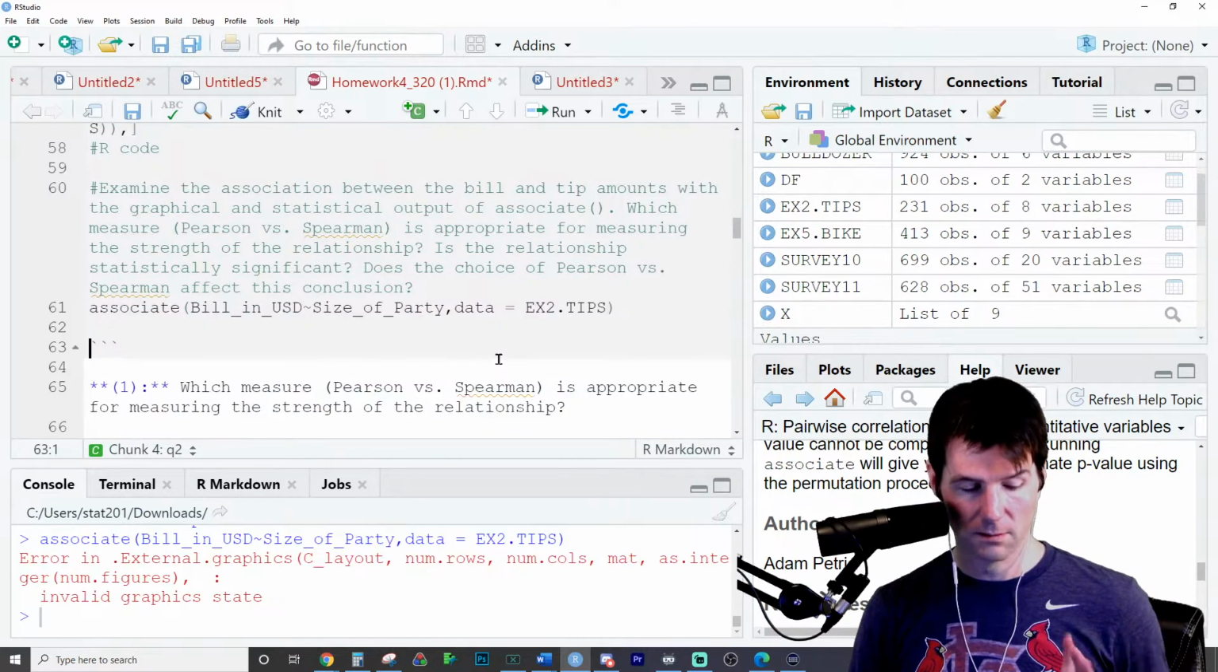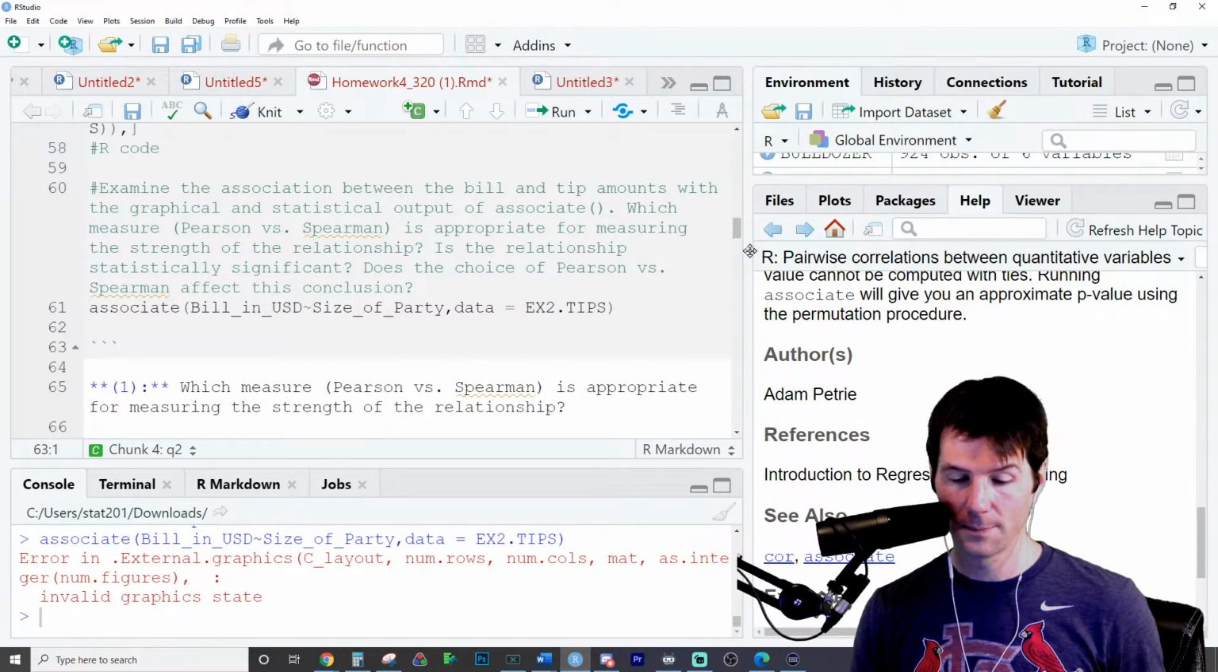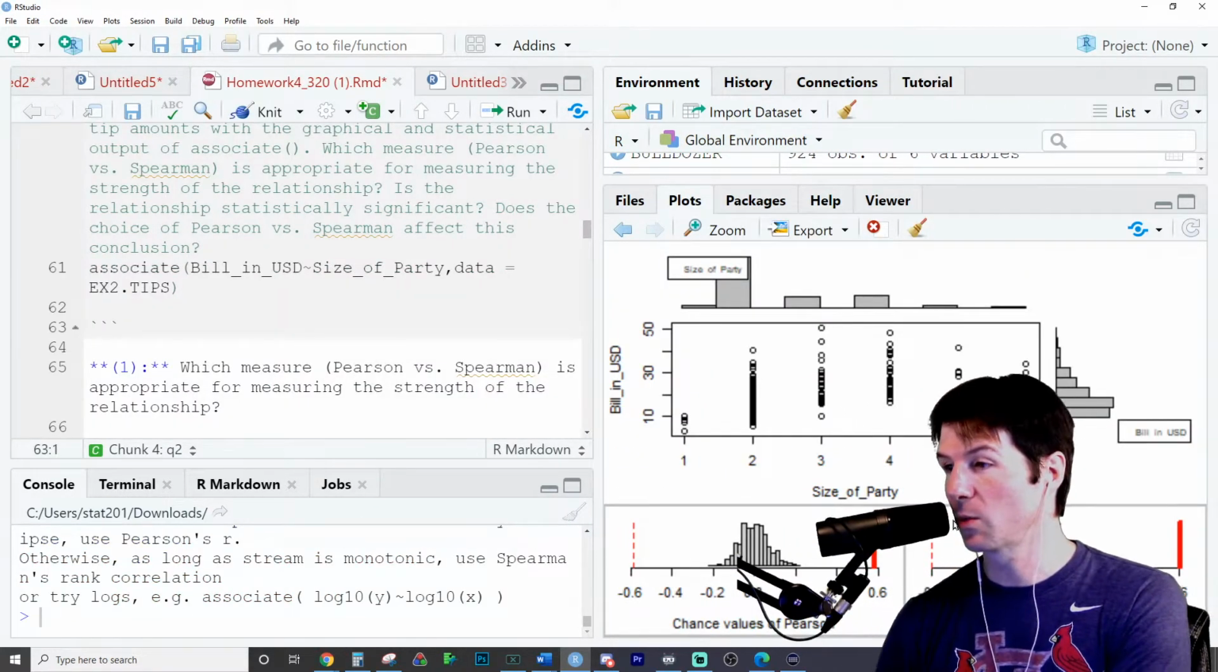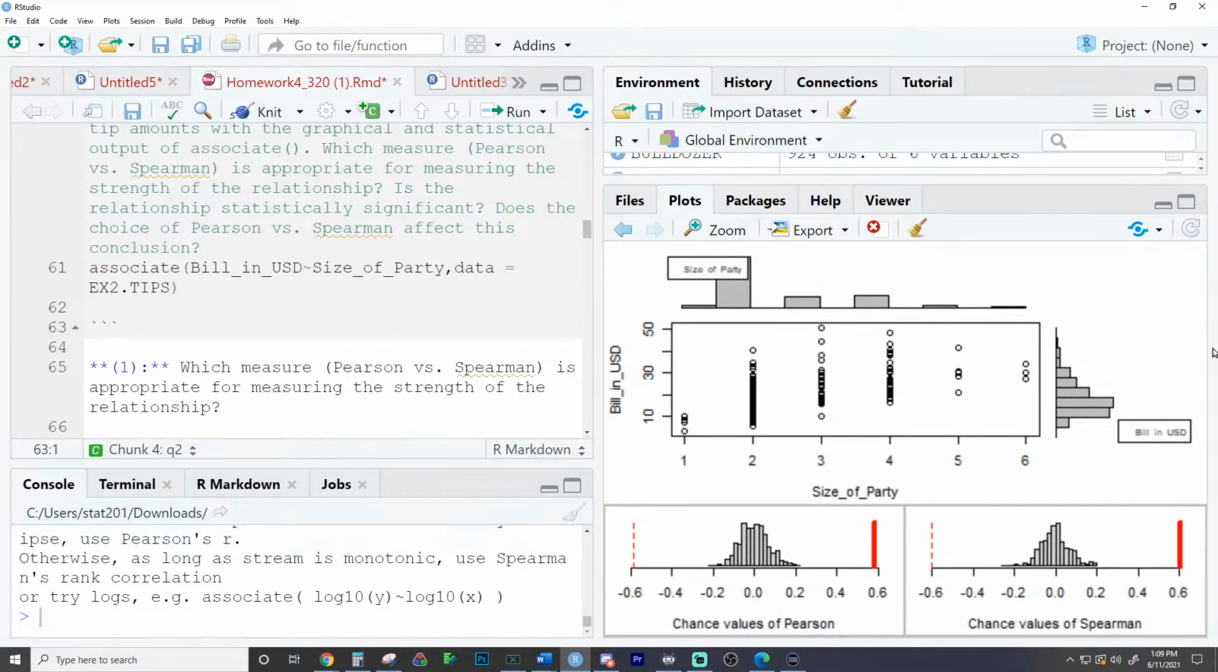Like, if you can do this one, you can do the other ones. It's mad about the graphics right now. If you get that error, it's saying your window's too small. And I do like this one also. I like the way this graphic looks.